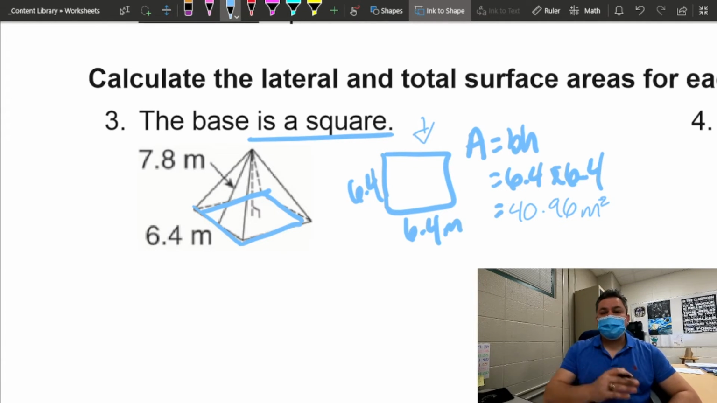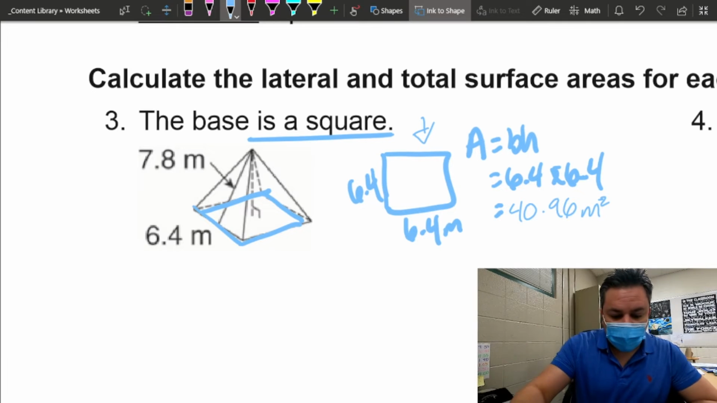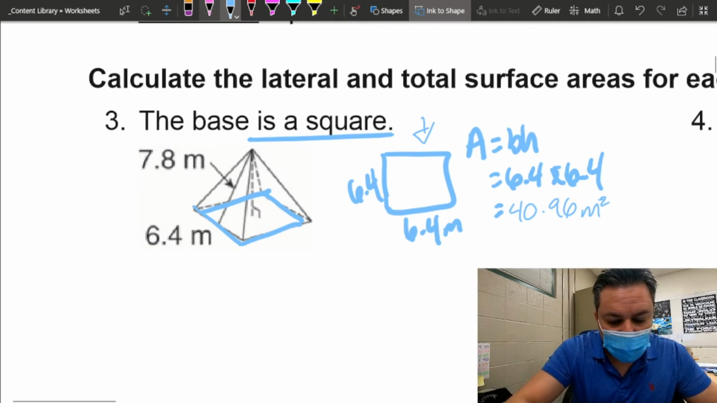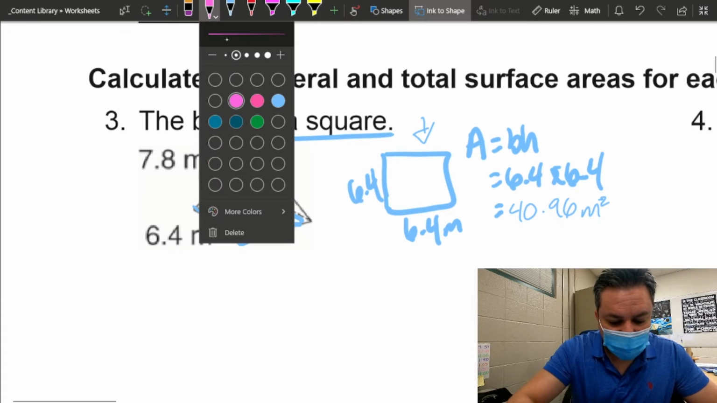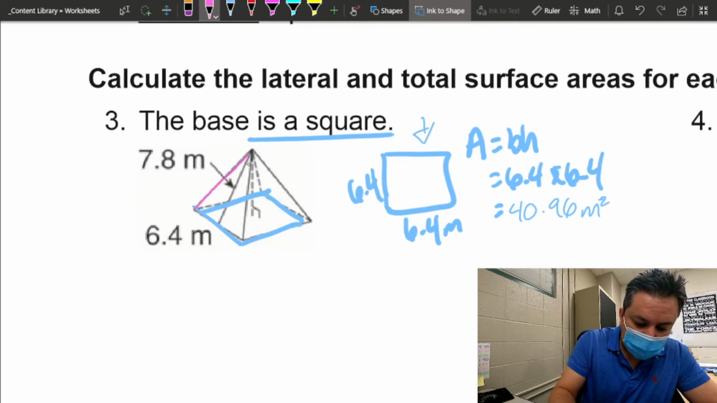The square. How many sides does the square have? 4. So that's how many faces you're gonna have. If the square has 4 sides, you're gonna have 4 faces. If the base is a triangle, how many faces will you have? 3, so forth, so on, right? So in this case, I know that my faces are all gonna be the same because it's a square, correct?